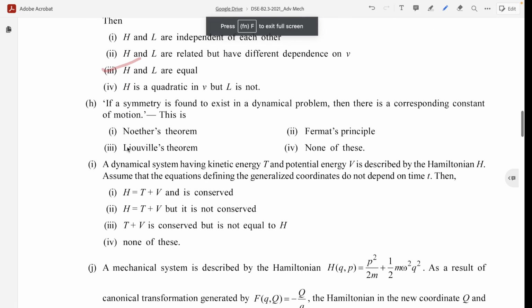Next question H. If a symmetry is found to exist in a dynamical problem, then there is a corresponding constant of motion. This is Noether's theorem.